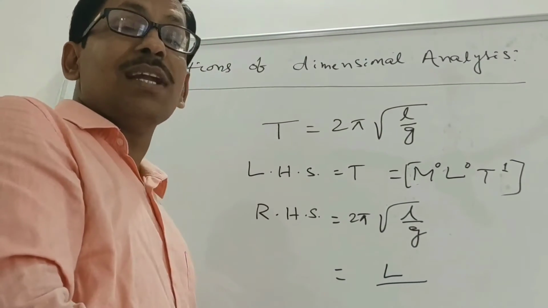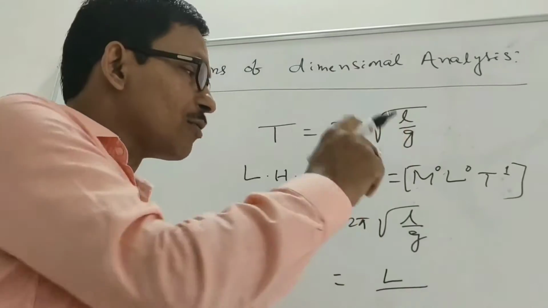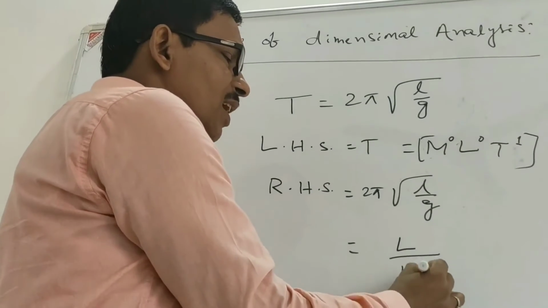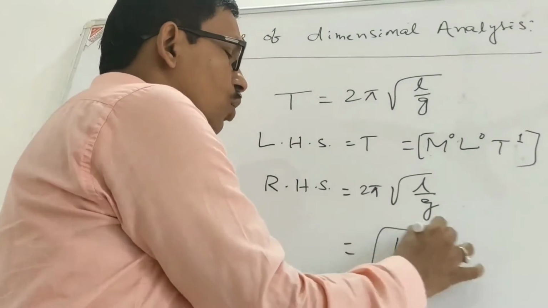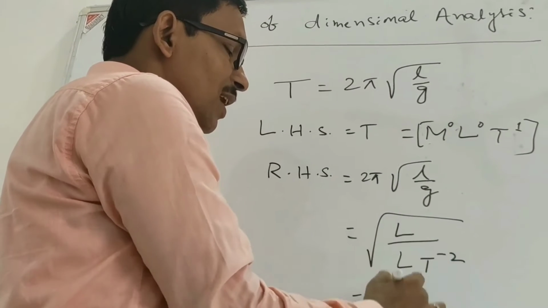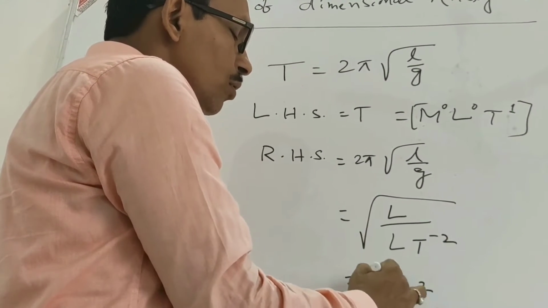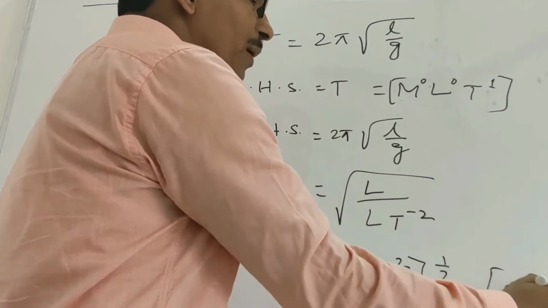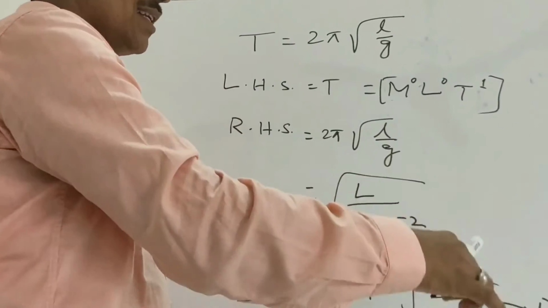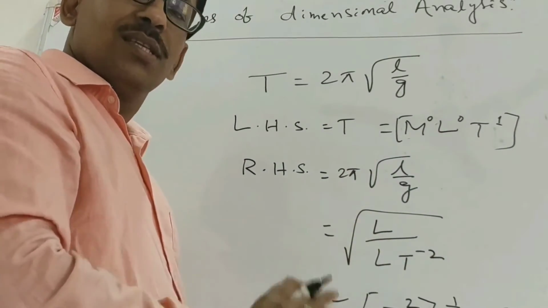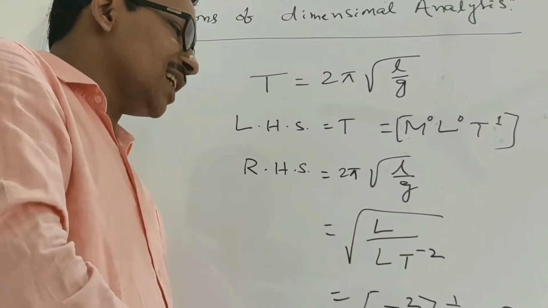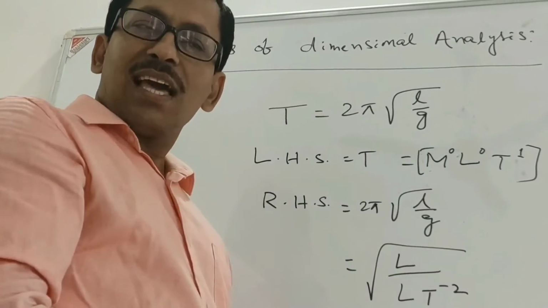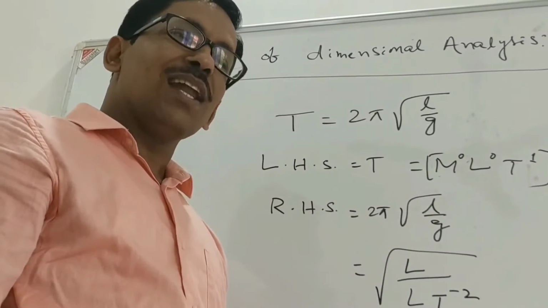G is acceleration due to gravity. It will have the dimensions of acceleration, L T minus 2. Root over, that means L cancels out. T to the power 2 root over means the power is half, so only T to the power 1. You can also write M0 L0 T1. So this formula is dimensionally correct because the left hand side and right hand side have the same dimensional formula.